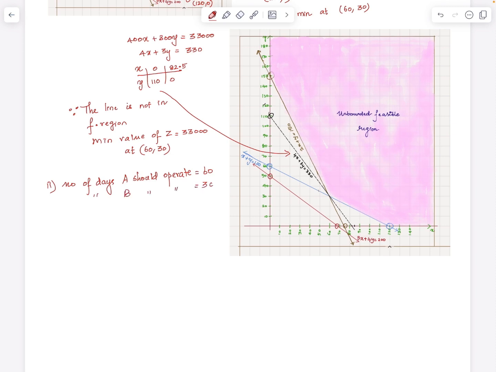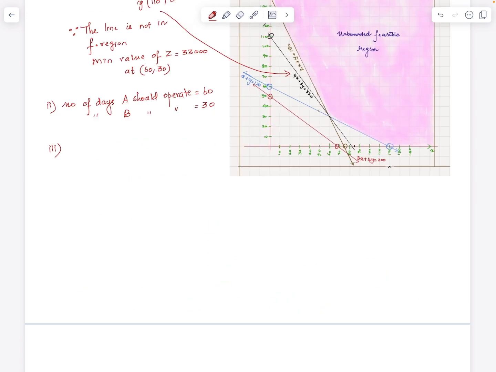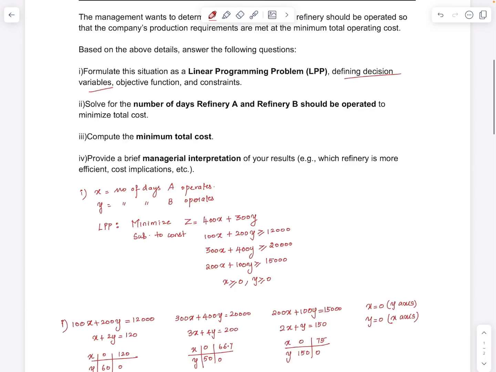Question number 3. Compute the minimum total cost. Total minimum cost is rupees 33,000. Question 4 is provide a brief managerial interpretation of your results. Example, which refinery is more efficient, cost implications, etc.